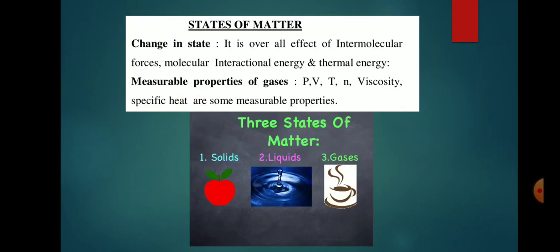States of matter. Synopsis. Change in state is the overall effect of intermolecular forces, molecular interactional energy, and thermal energy. Measurable properties of gases: pressure, volume, temperature, number of moles, viscosity, specific heat are some of the measurable properties. Three states of matter. Matter is classified into three states. First one is solid state, second one is liquid state, and third one is gas state.